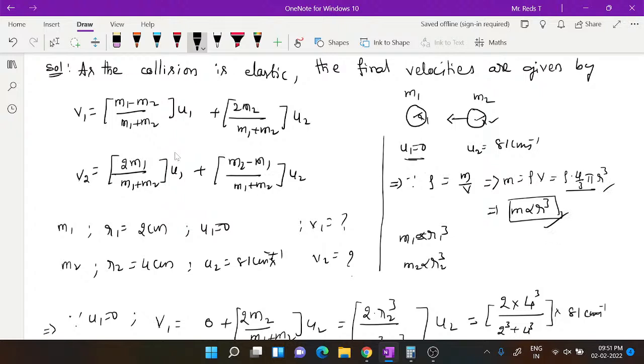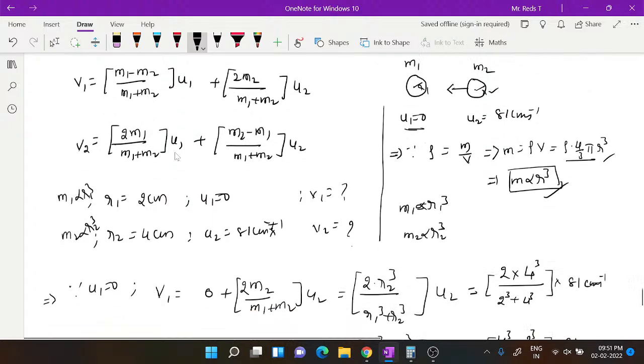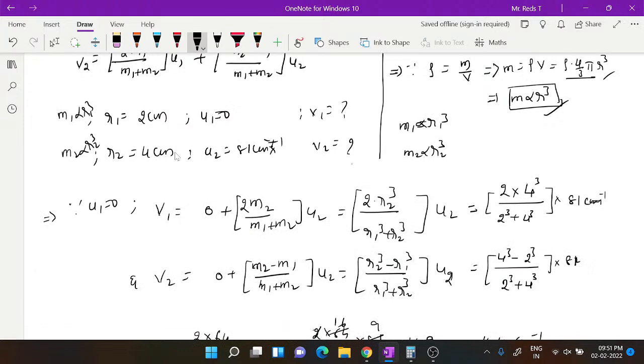So mass of the first ball is proportional to r1 cube, mass of the second ball is proportional to r2 cube. M1 is proportional to r1 cube, M2 is proportional to r2 cube, where r1 and r2 values are given like this. Then by making use of this, let us see how to find v1 and v2.